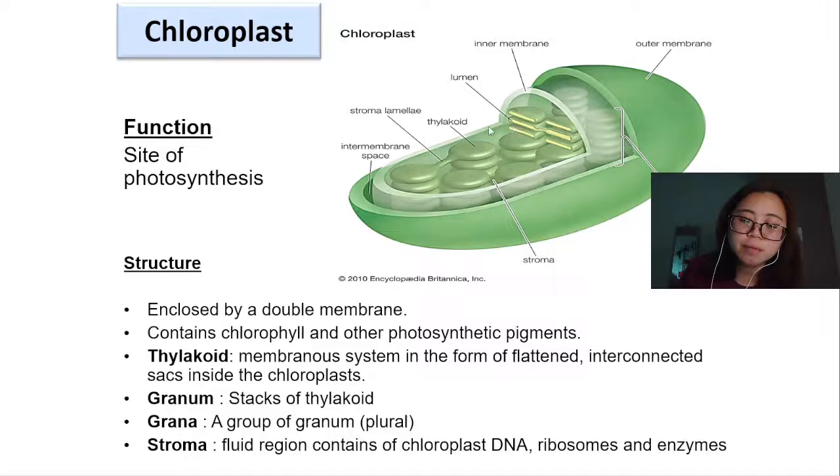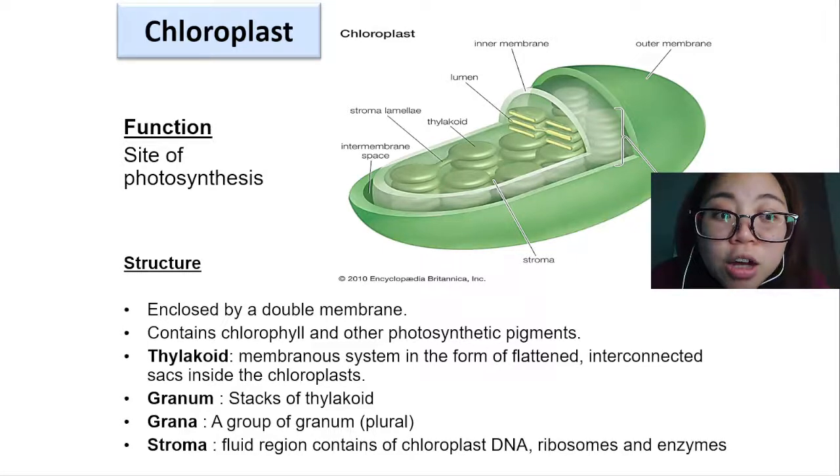These are membranous system in the form of flattened interconnected sacs inside the chloroplast. If you put many thylakoid together, you can call that a granum. You have more than one granum, you call it grana. And the region over here is called the stroma. It is a fluid region that contains chloroplast DNA, ribosomes, and enzymes. That's right. Chloroplasts also have their own DNA, their own ribosome, and their own enzymes.